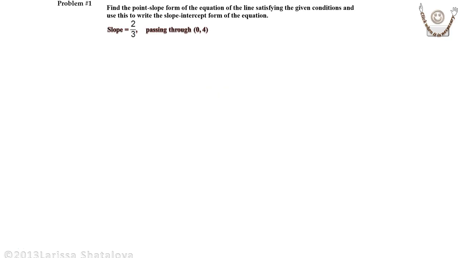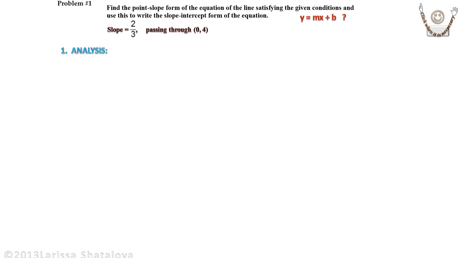Practicing problem. Problem number 1. Find the point-slope form of the equation of the line satisfying the given conditions and use this form to write the slope-intercept form of the equation. Slope is 2 over 3 and our line is passing through the point with coordinates 0, 4. We are looking for the slope-intercept form of the equation. We are looking for the form y equals mx plus b. Let's look at what we have.